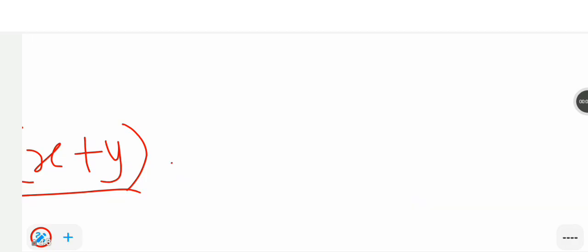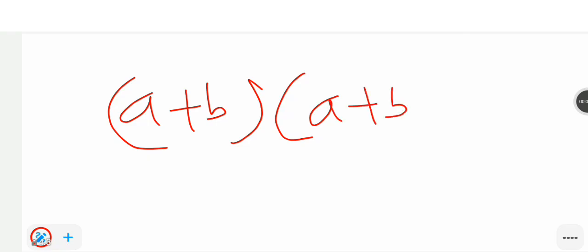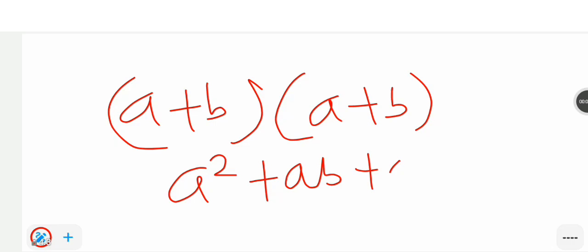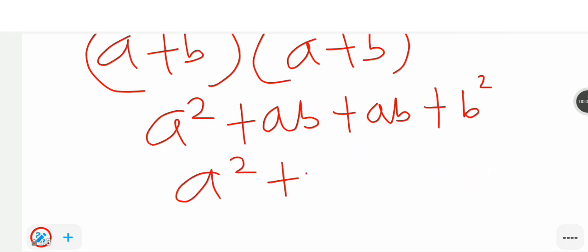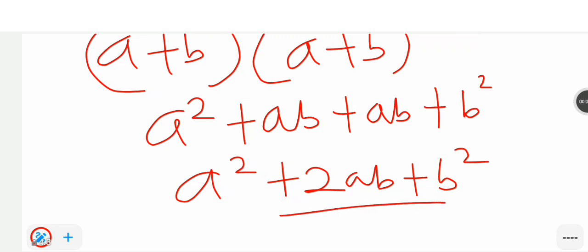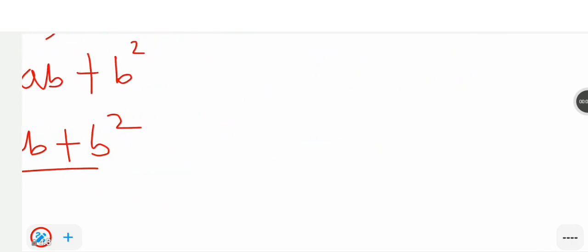Then you need to know how to expand. When you have a plus b multiplying with another a plus b, the answer will be a squared plus ab plus ab, then b times b gives you b squared. So in total, you're going to have a squared plus 2ab plus b squared. These are some basics you just need to understand. So let's take some examples on how to simplify algebraic expressions that are in rational form.